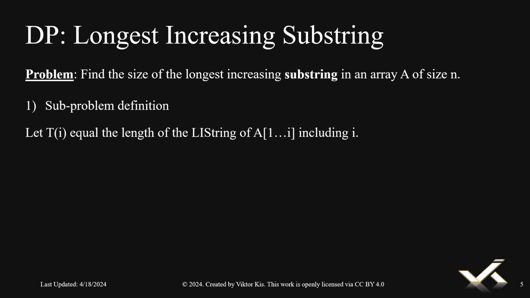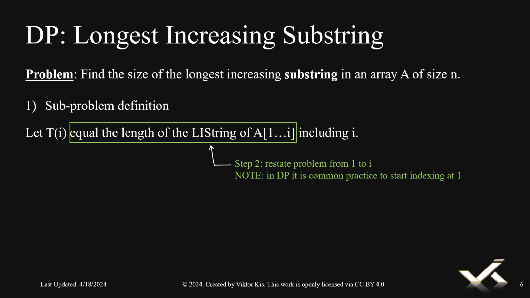A subproblem definition should have 3 parts. First, defining the solution in a table format. This is T of I. Second, we need to restate the problem solution for the input array from index 1 to some intermediate index I. This is the heart of why we call this part a subproblem definition, because we're stating that our table T of I will have the solution for the LIS up to some intermediate index.